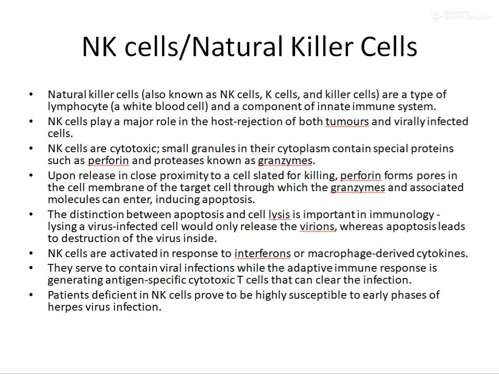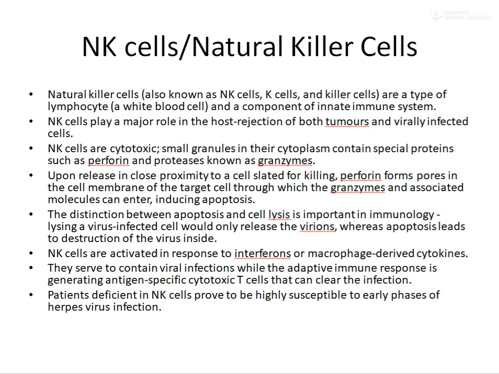These are cells which have been found to be highly cytotoxic, and there are certain granules within the NK cells. They have specialized proteins called perforins and proteases known as granzymes. The perforin will form pores in the cell membrane of the targeted cell, while the granzymes will produce molecules which will enter and cause apoptosis, or the programmed cell death, of the targeted cell. The NK cells mainly act on the tumor cells as well as the virus-infected cells.